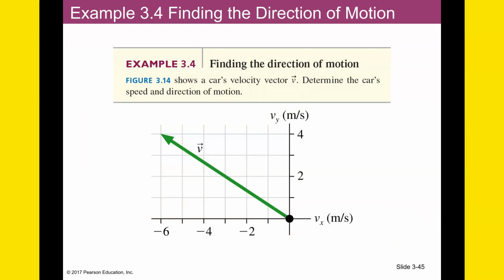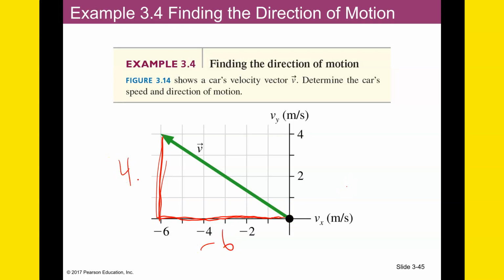Example 3.4. Figure 3.14 shows a car's velocity vector, V. Determine the car's speed and direction of motion. The speed would be the length of this vector. That's the magnitude of the velocity. It's the length of that vector. So what I'm going to do is figure out the components. It's like finding the length of a line segment, right? Kind of like using the distance formula, which is based on the Pythagorean theorem. But all I'm doing is figuring out the components, which are negative 6 and positive 4.